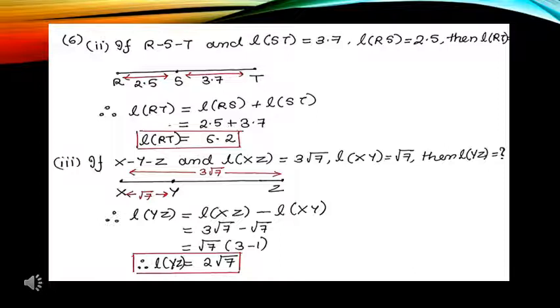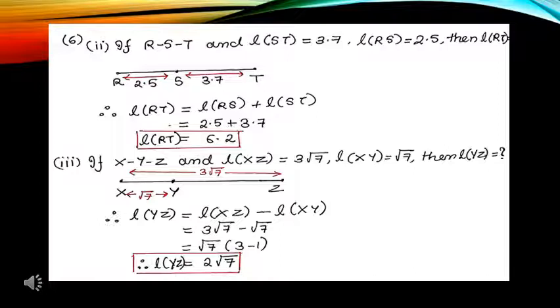Okay, mark the distance. Now they have told us find RT. Can you locate RT? Yes. So we have to find the total distance. Therefore, RT is nothing but RS plus ST, which is 2.5 plus 3.7, which is 6.2. Similar type, we have the next question.